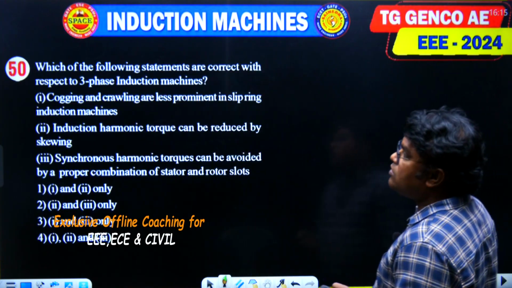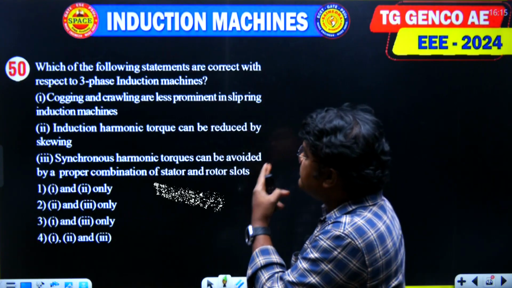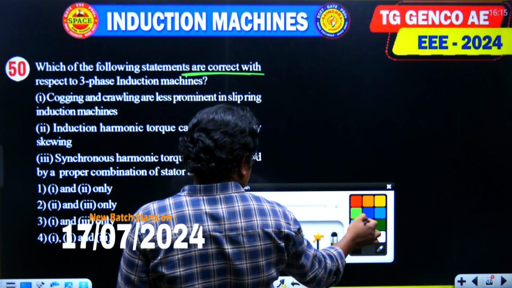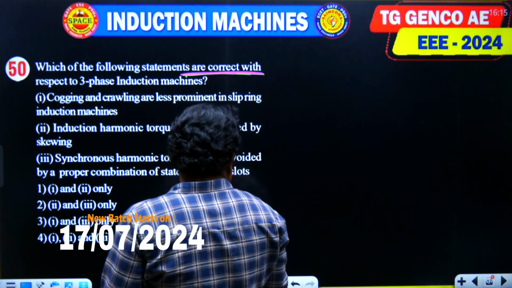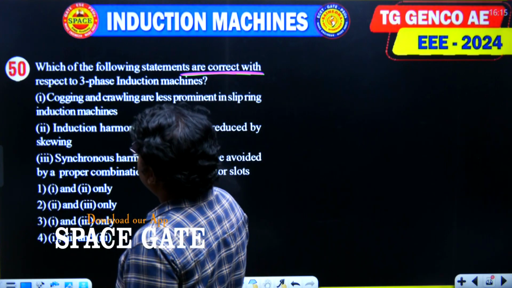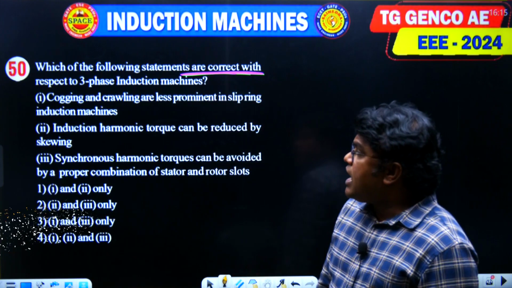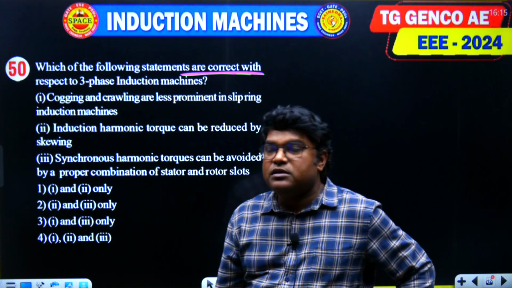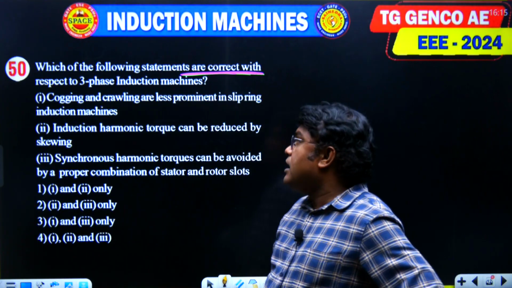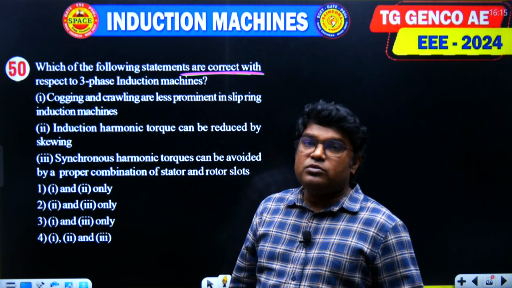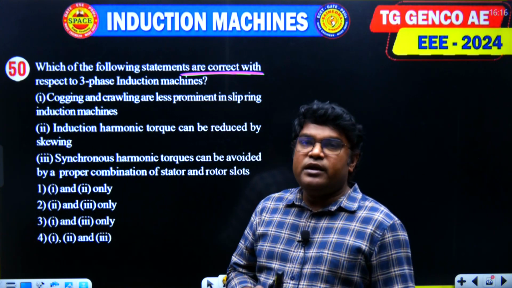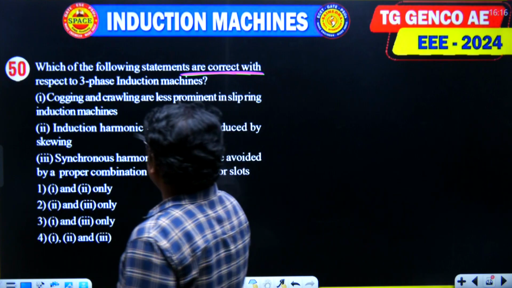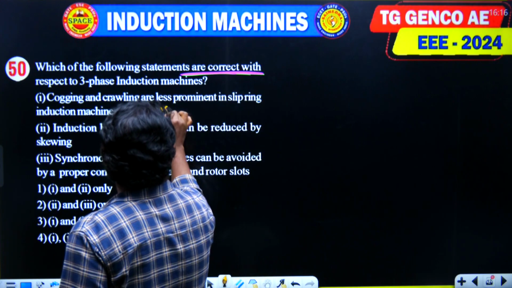Next, let us solve question number 50. The question is, which of the following statements are correct with respect to the 3-phase induction machine? First statement: cogging and crawling are less prominent in the slip ring induction machine. Why? Because the slip ring induction motor has high starting torque compared to the squirrel cage induction motor. Cogging and crawling mostly occur in squirrel cage induction motors. So this one is the wrong statement.